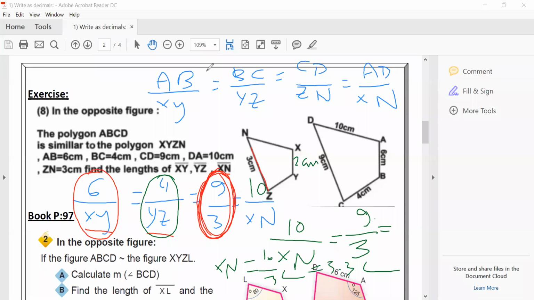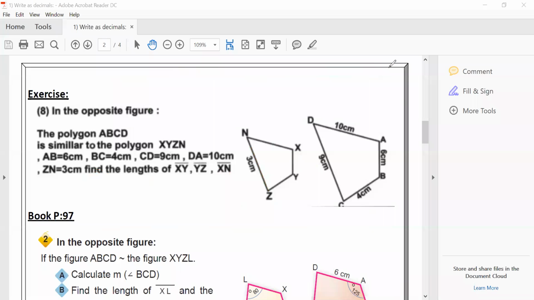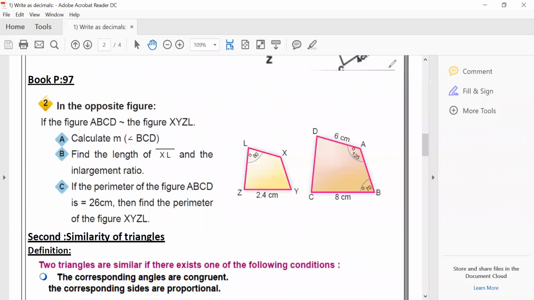Okay, so it is very important to know how to write the proportional sides. This is the most important step: writing the proportional sides in a correct way. Okay, let's move to the next example exercise. ABCD similar to XYZL. Quickly, because I don't want to make a third meeting, because I want to go to the similarity of triangles.